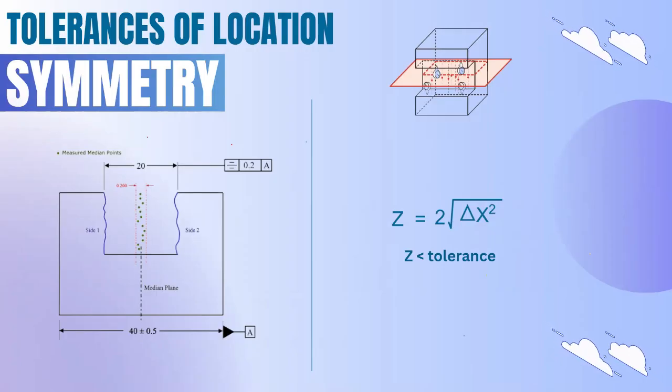So only del x will be there. The offset value will be substituted here. If the overall deviation is lesser than this tolerance, then it is located within this tolerance zone. If the overall deviation is greater than this tolerance, then the derived point went outside this tolerance zone.